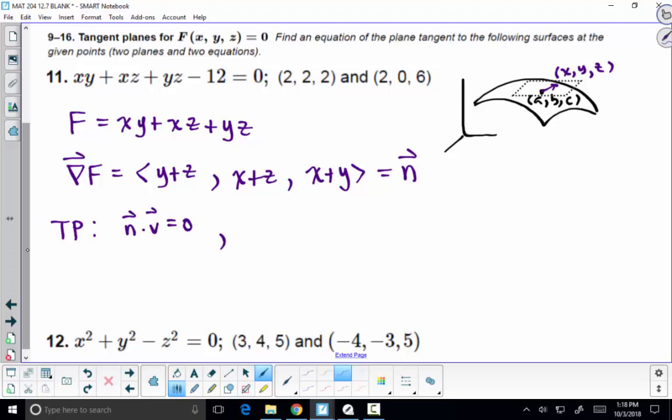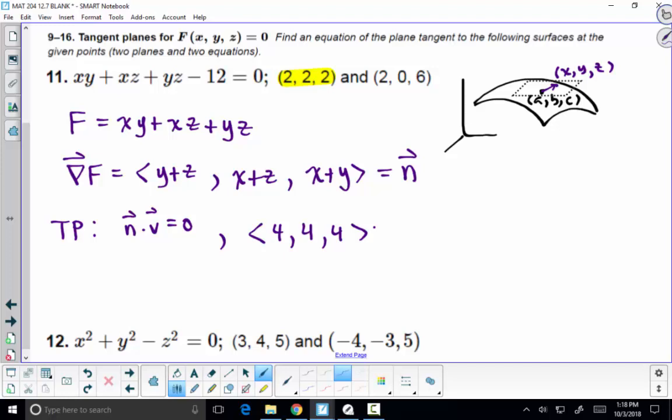And n for us at this point, let's figure out what the n is at that particular point. So the n at that particular point looks like it's going to be 4, 4, 4. Now we could scale it down to 1, 1, 1 if we're just looking for any old normal vector. We could use 1, 1, 1. So this is del f evaluated at this point.